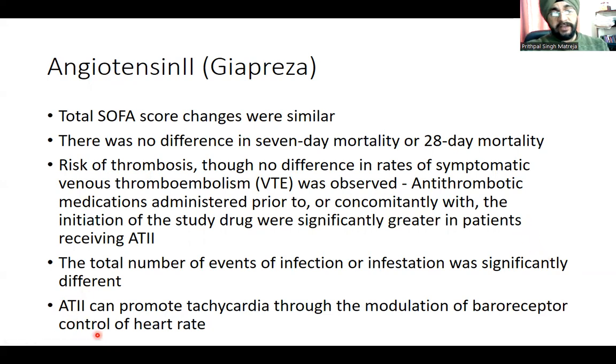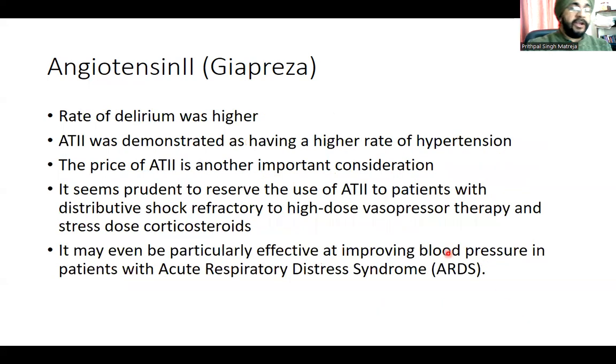It was also said that angiotensin 2 could promote tachycardia through the modulation of baroreceptor control of heart rate. The rate of delirium was higher in the angiotensin 2 group, but the hypothesis that was given was that delirium tends to be common in all the groups. And in a particular subgroup, it was found that angiotensin 2 had a higher rate of hypertension.